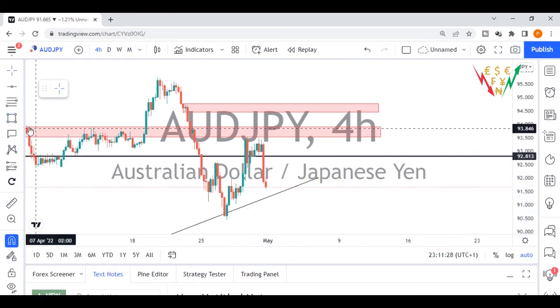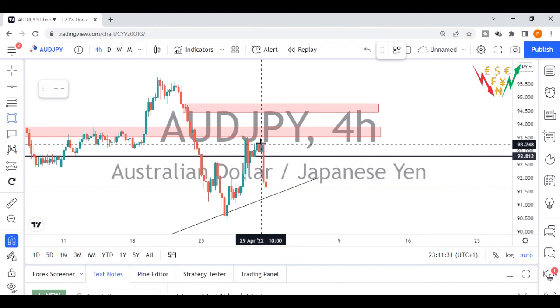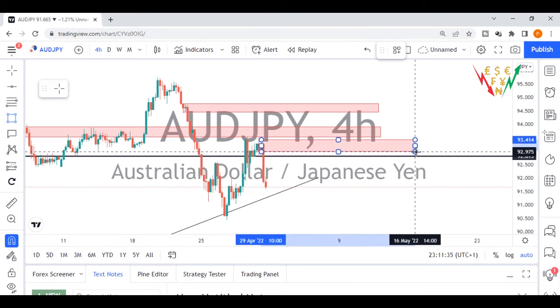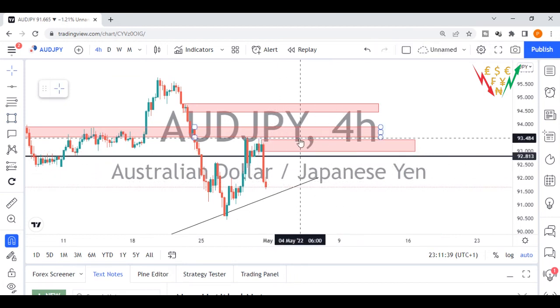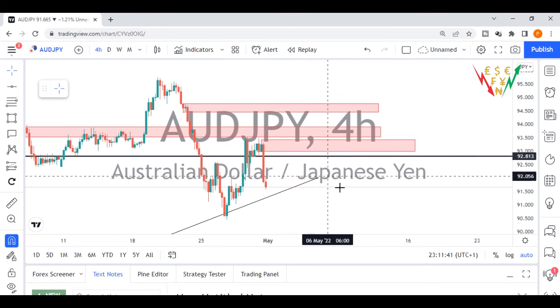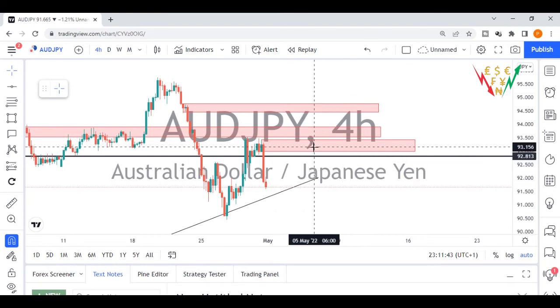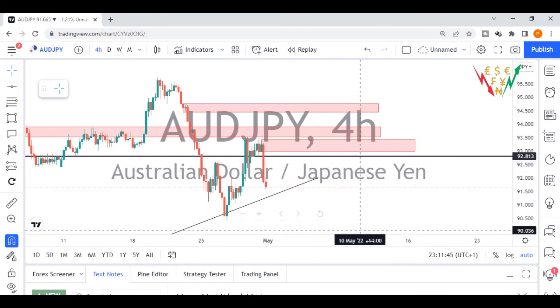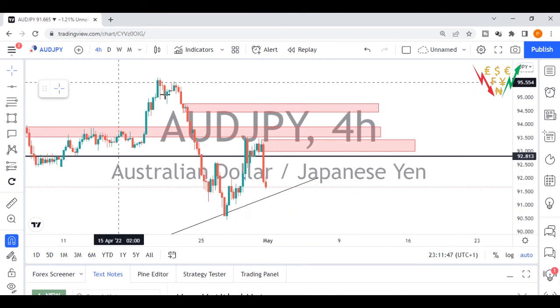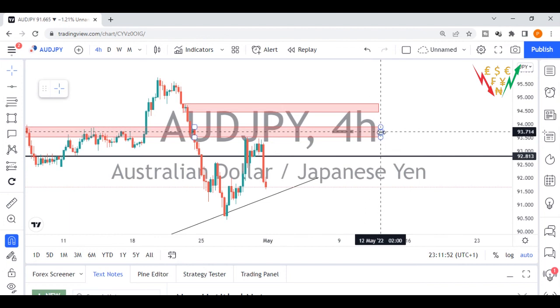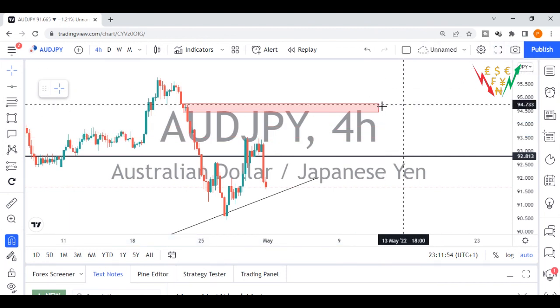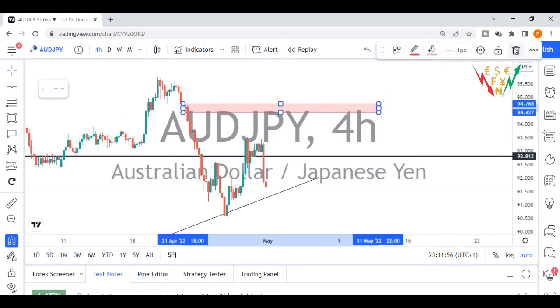This is another zone that's worth watching. This zone here is worth watching. If the market comes into this zone, I will be looking for opportunities to short the market, down. So let's learn a very simple strategy, which I'm going to share here, to trade the AUDJPY for the coming week. A very simple strategy, guys.